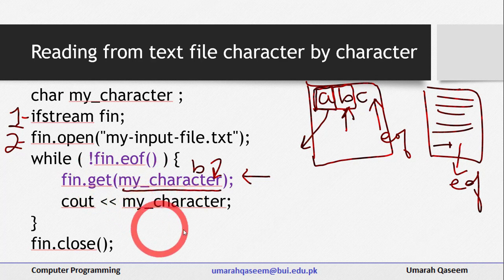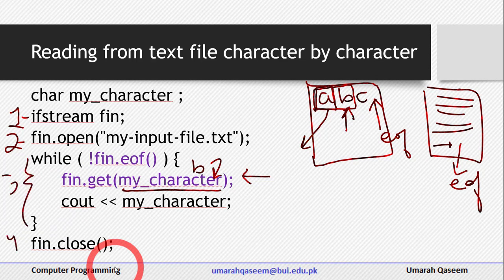And similarly, in the third iteration of the loop, C will be read and then displayed on screen. In the fourth iteration of the loop, this condition will become false because end of file is reached now. End of file will return true, and I have a not here, so that true will become false and this while loop will be terminated. Since it's terminated, the program will reach here. So actually this was the third step, and now the program has reached the fourth step, which is file close. So this is how you read a text file, character by character.